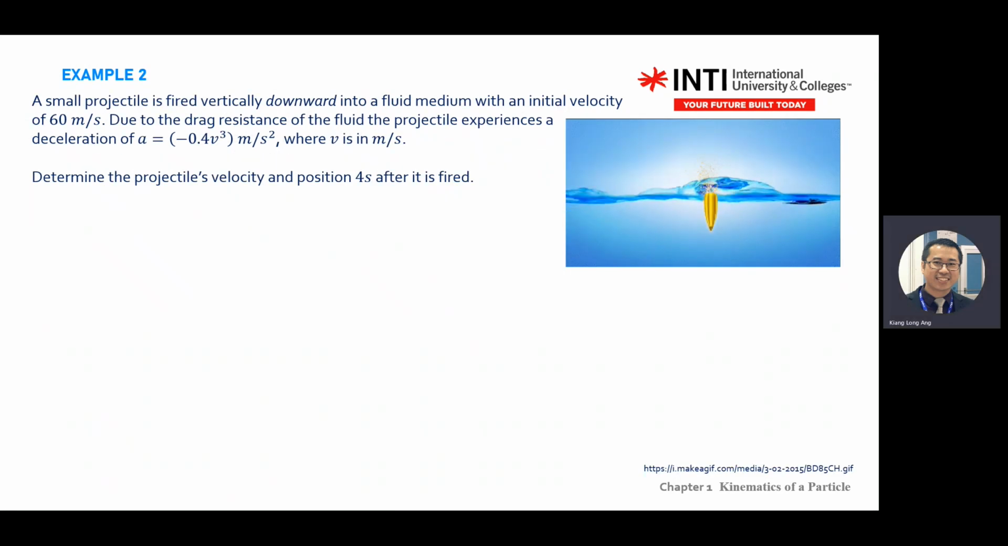Now we have a case where a bullet was shot into the water. A small projectile fired vertically downwards with an initial velocity of 60 meters per second. You're given one piece of information here, which is the initial velocity, V O.